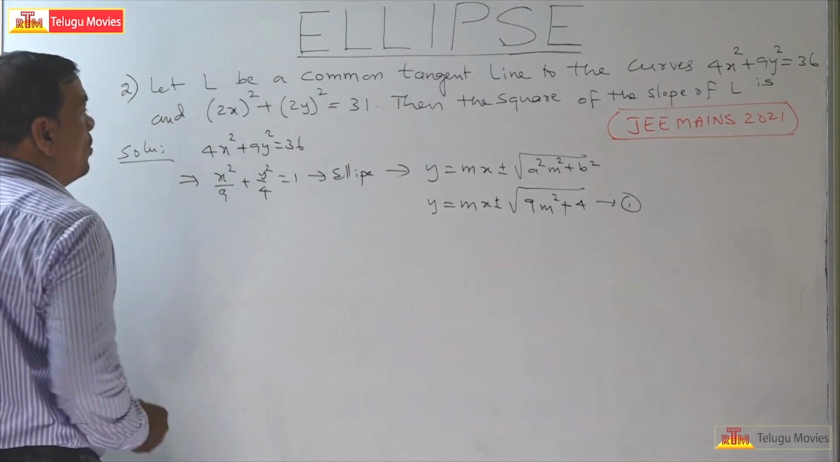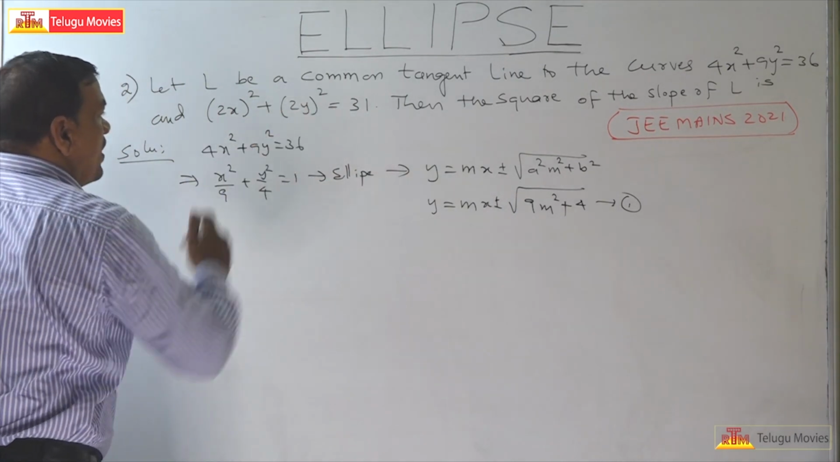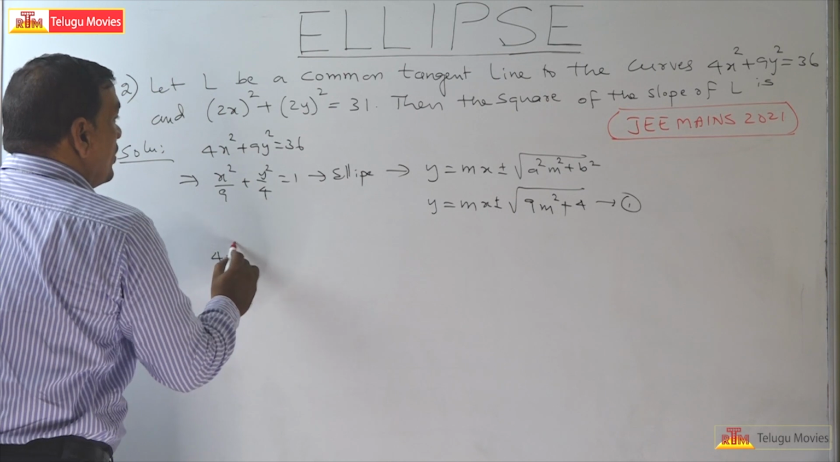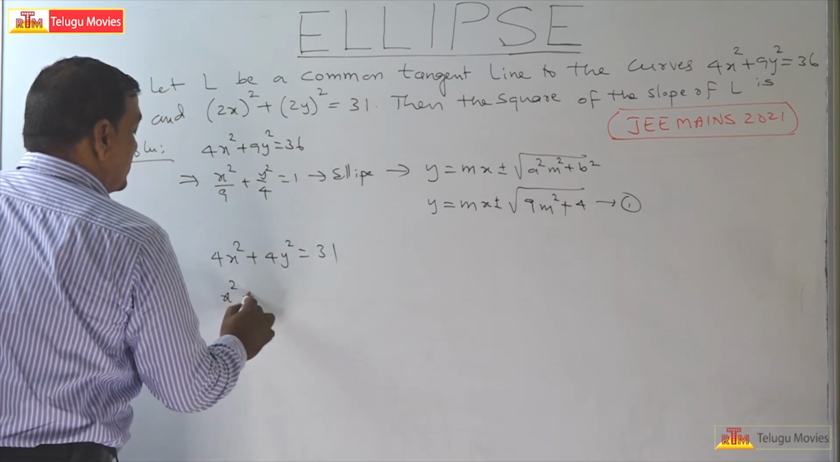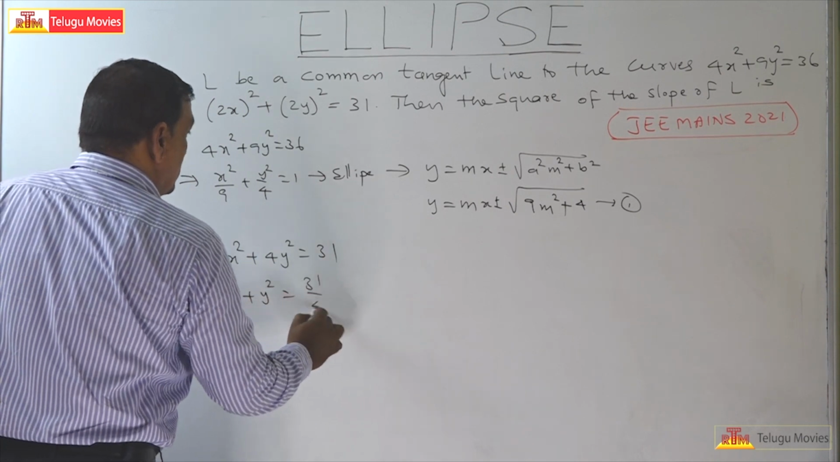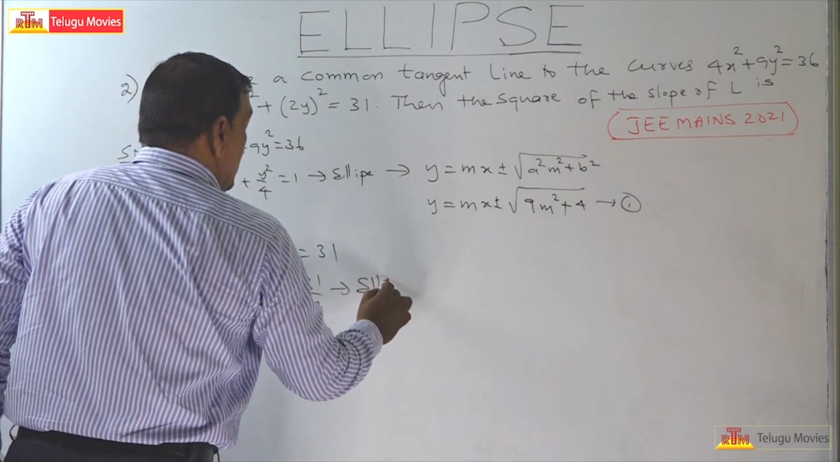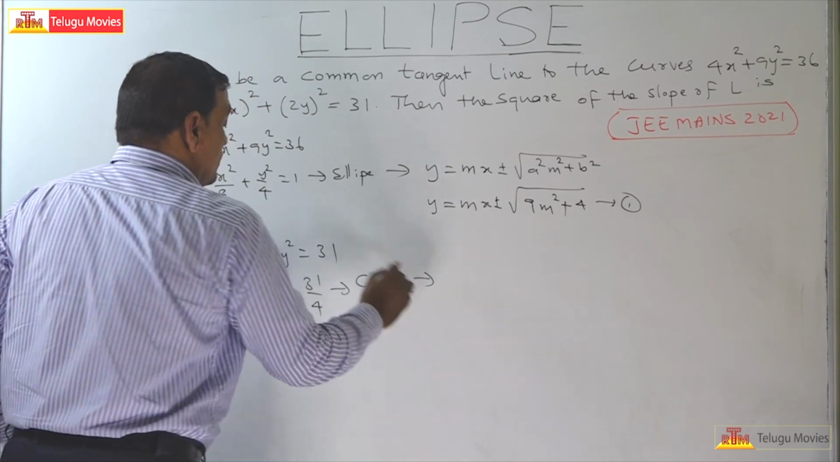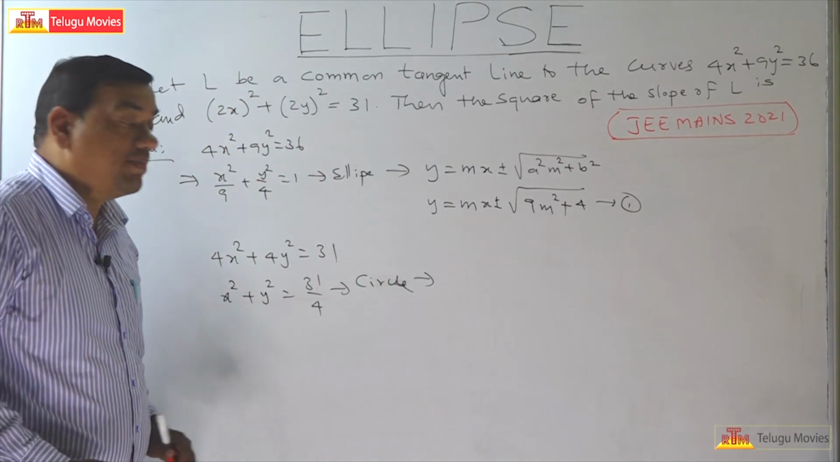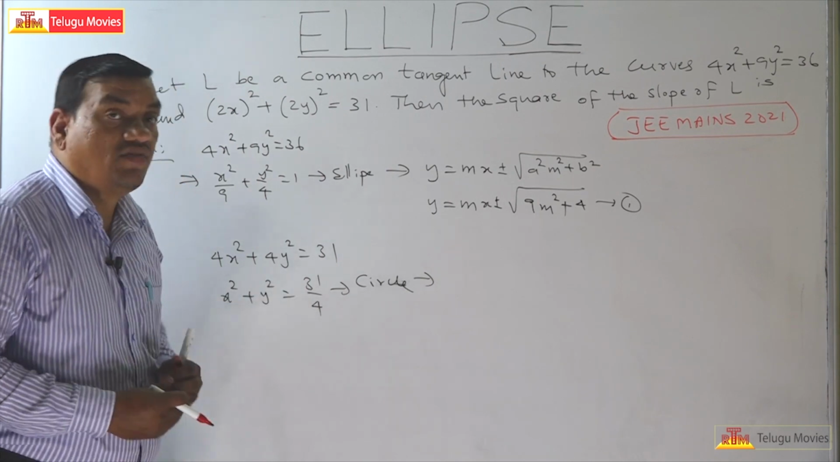Right. Second one. What is the second equation? If you square it, we will get 4x² + 4y² = 31. So this is x² + y² = 31/4. This is an ellipse. Sorry, this is a circle. This is a circle whose center is (0, 0) and the radius is √31/2.